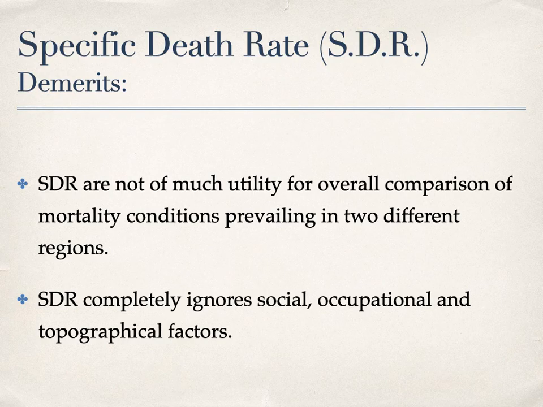Also, SDR completely ignores the social, occupational, and topographical factors. We know the specific death rate only takes into account the age or the sex. It completely ignores all other factors that could also contribute to the death rate. So these are the two demerits, and since this specific death rate has demerits, we shall have a better death rate, which we shall discuss in the coming video.